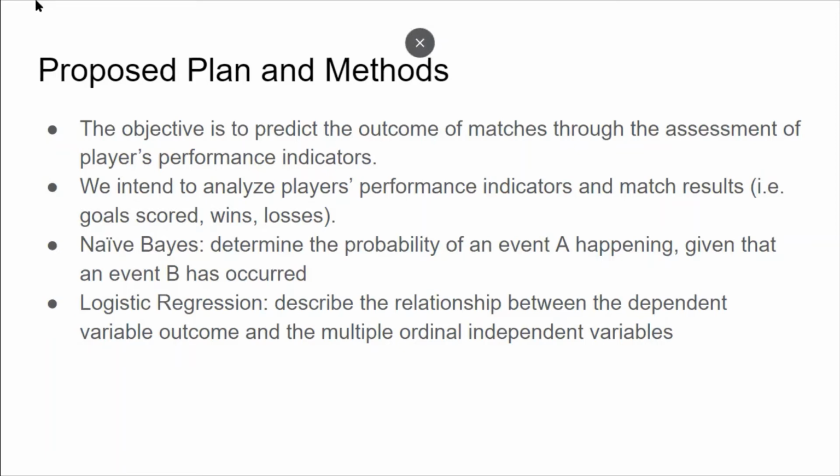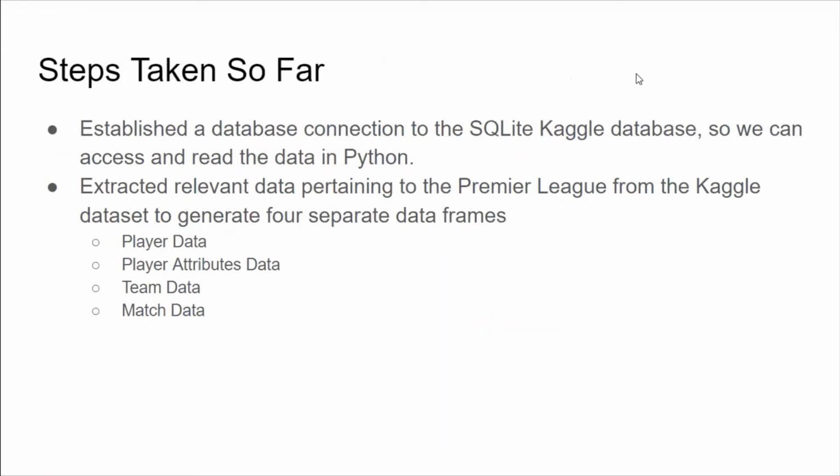On the other hand, logistic regression makes predictions based on whether an observation falls into one of two categories of a binary dependent variable. From logistic regression, we can describe the relationship between the dependent variable outcome and the multiple ordinal independent variables. Since the recording of this video, we have completed data processing and performed one task using logistic regression. The steps we have taken so far are: establish a database connection to the SQLite Kaggle database, so we can access and read the data in Python.